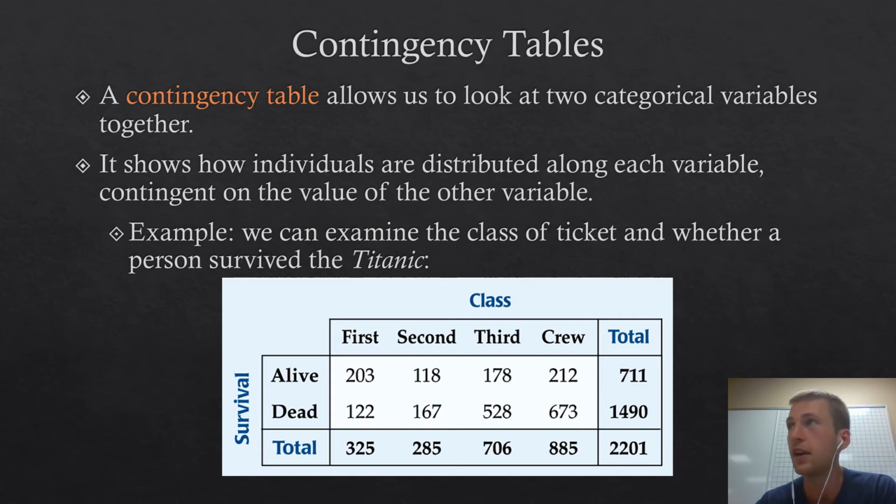So going back to that Titanic data that we had before, we already looked at class, which is going to be the top part of our contingency table. But then we could also look at survival. So did somebody live or not live on the Titanic? Again, that's a benefit of a contingency table. You can look at 2 variables at the same time and then analyze how do they interact with one another.